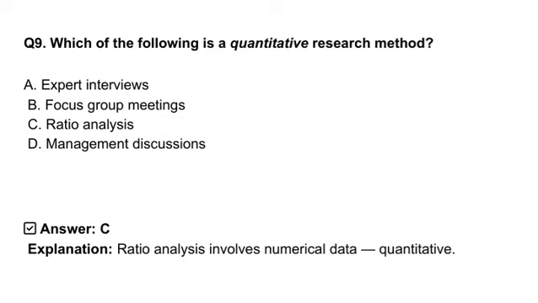Now, let's look at some common research methods used in our analysis. We have expert interviews, focus group meetings, ratio analysis, and management discussions. Among these, the key point to remember is that ratio analysis involves numerical data, making it a quantitative method. This means it relies on measurable, statistical information rather than opinions or perceptions. Quantitative research methods like ratio analysis help us analyze data objectively and identify trends or patterns.